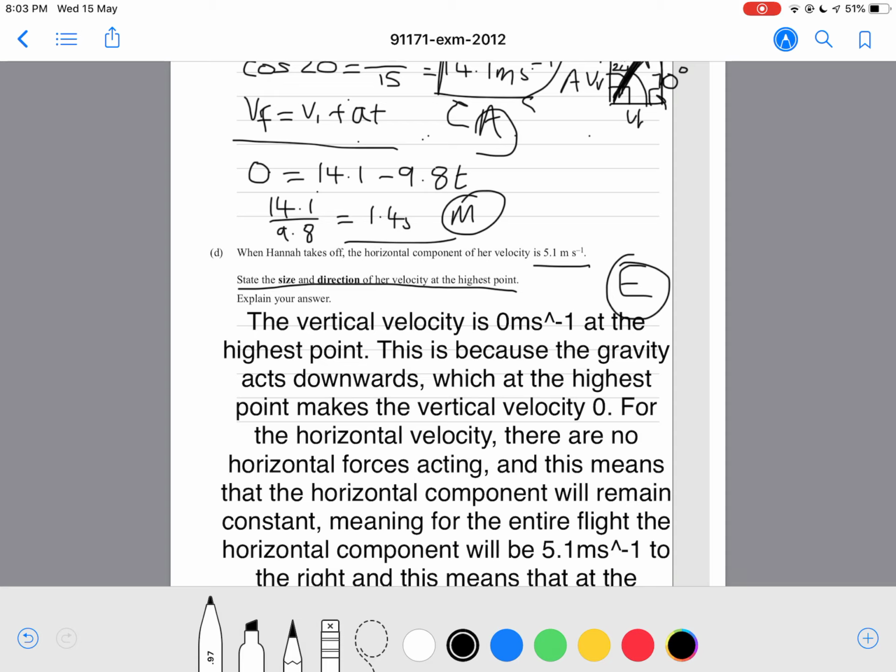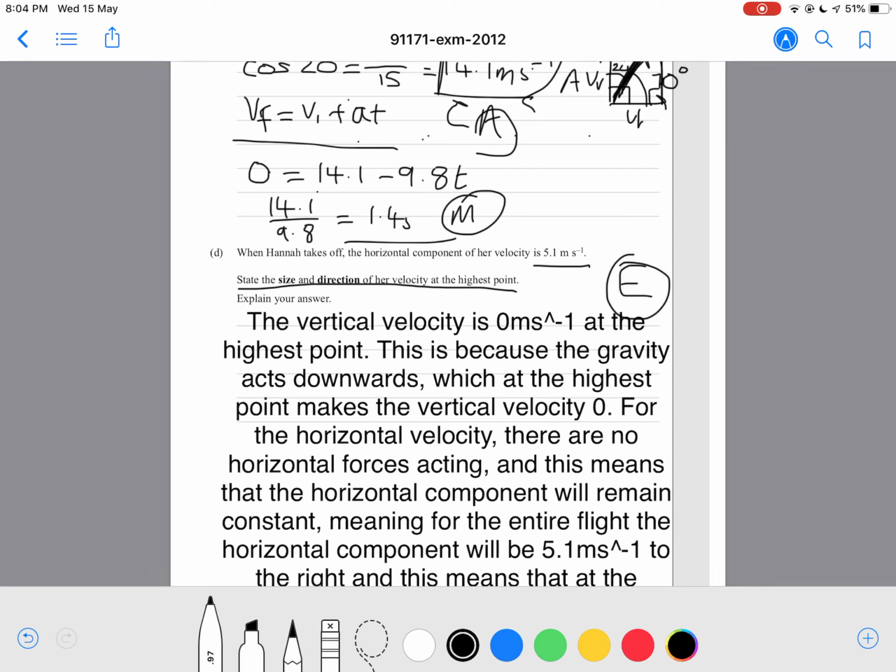This is actually an excellent answer, assuming that you cover everything. Gravity acts downwards, so the vertical velocity is 0 because gravity acts downwards, and then you say that there are no forces acting in the horizontal direction, and therefore the horizontal velocity remains constant, meaning the horizontal velocity will always be 5.1 meters per second to the right. That'll get you excellence.